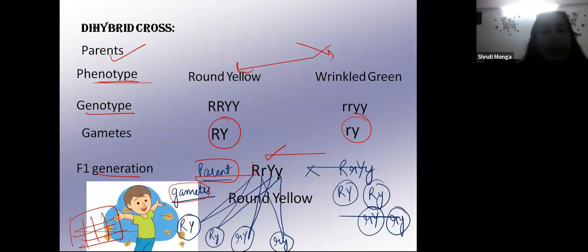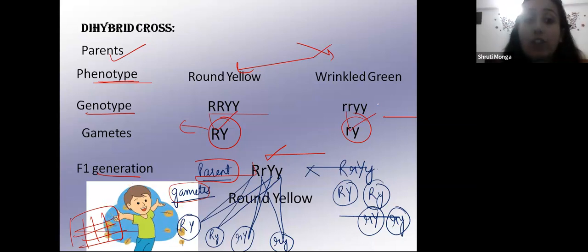In the F1 generation, what were the gametes? The gametes were capital R, capital Y, small r, small y. Right? As in, round was always with yellow and wrinkled was always with green. Just talk about the F1 generation. Round was always with yellow. Wrinkled was always with green. Right? This is the story of the F1 generation. But what happened in the F2 generation?